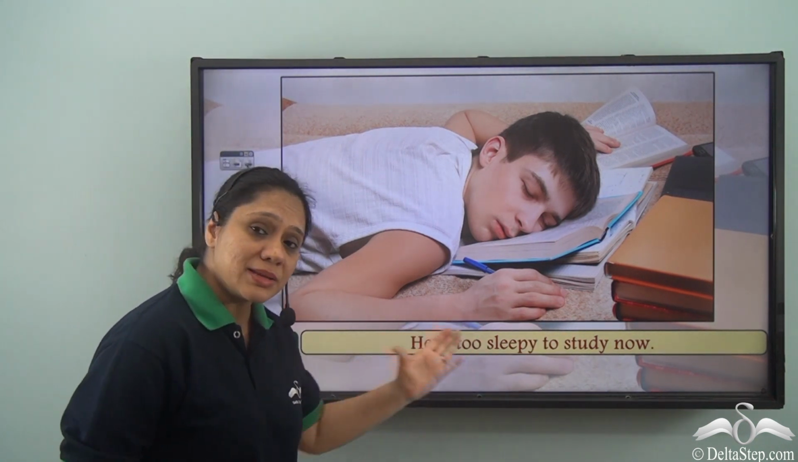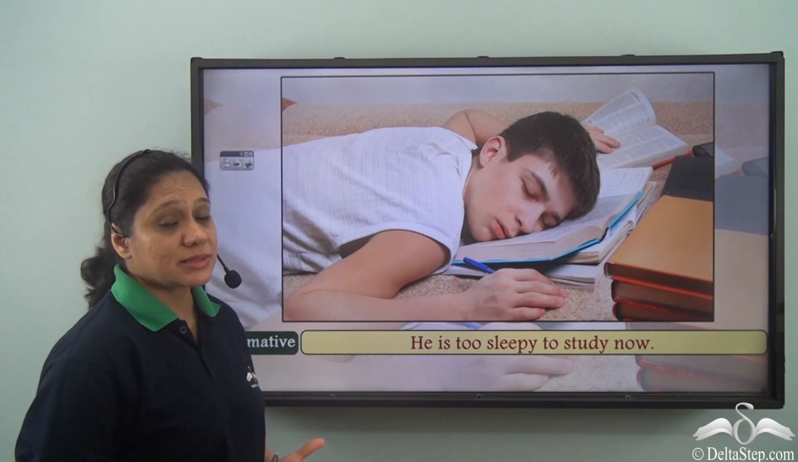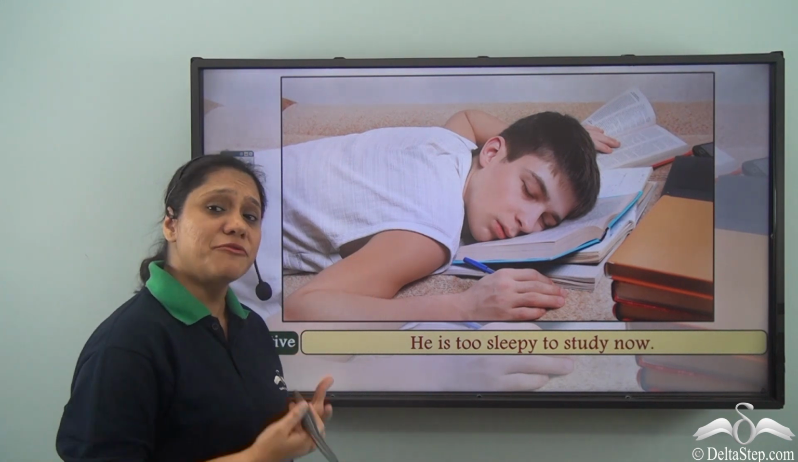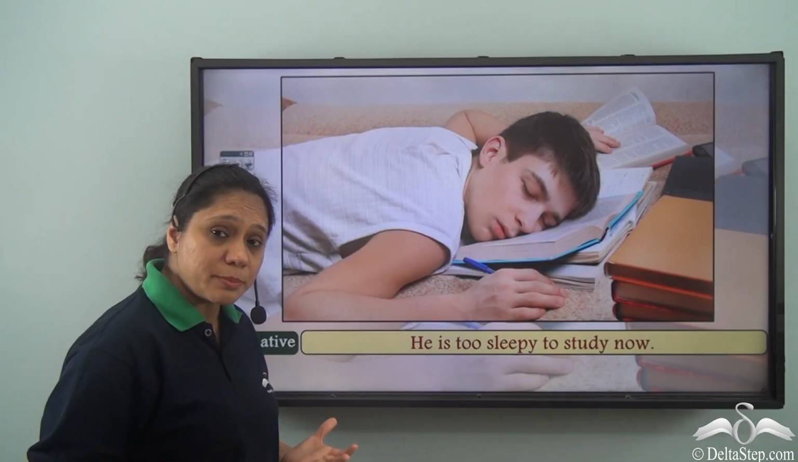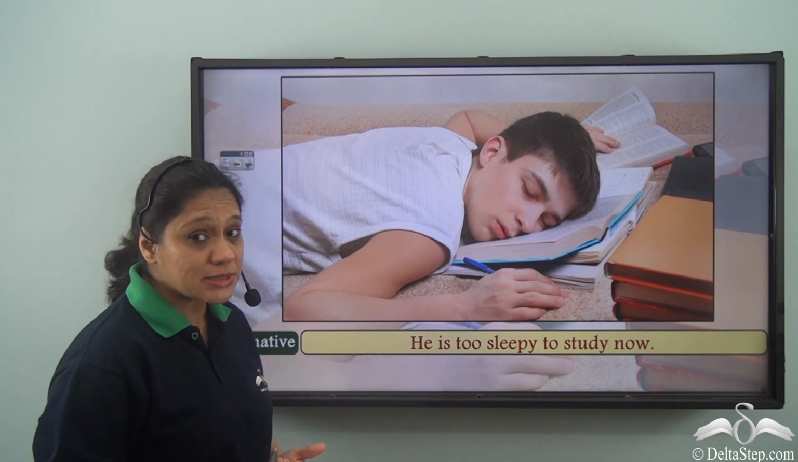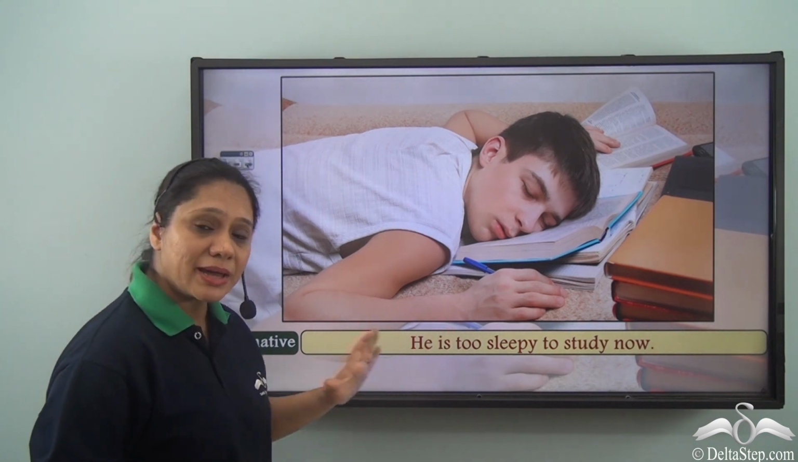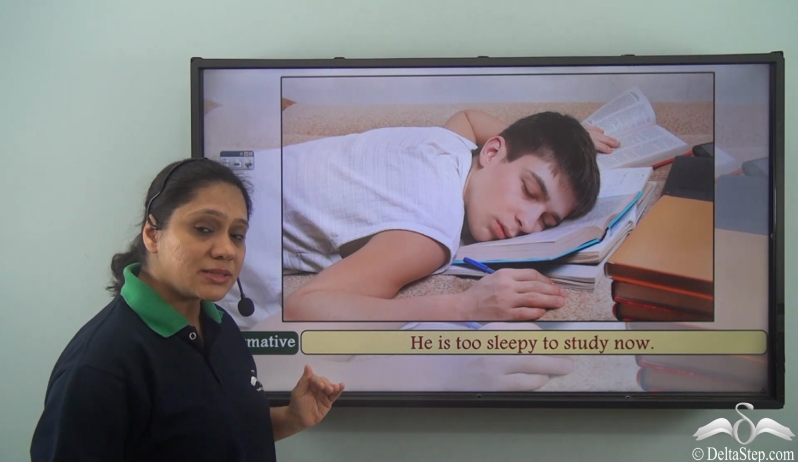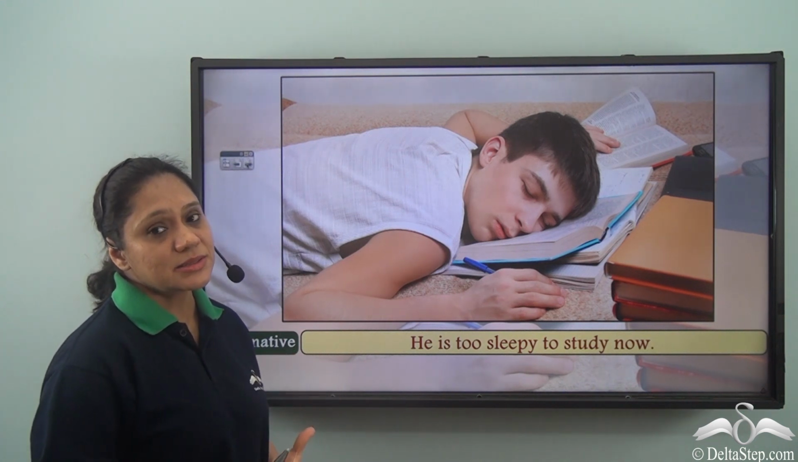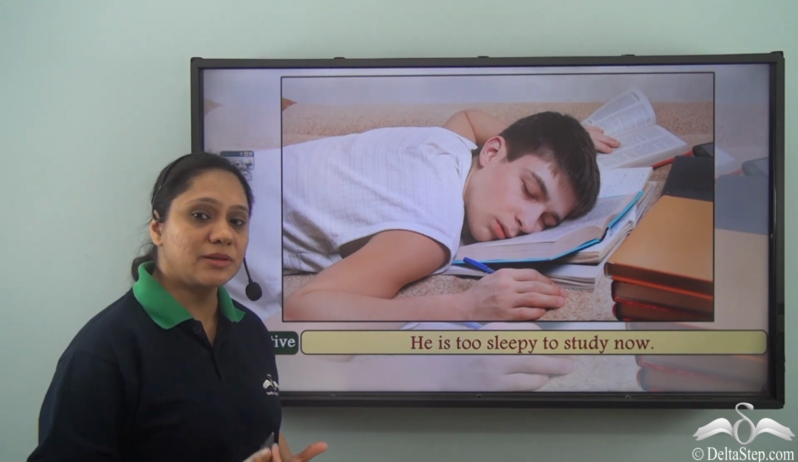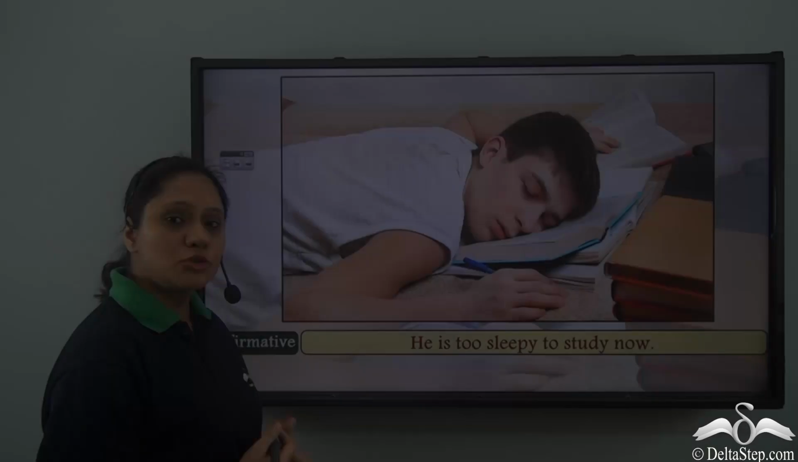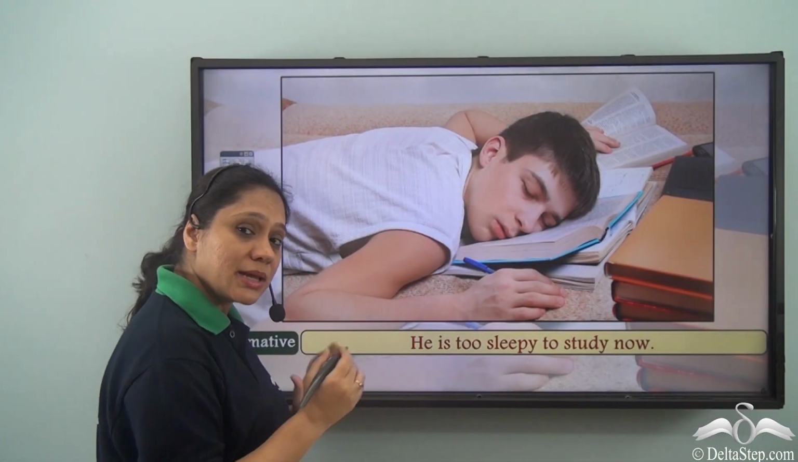Now, when you read this sentence, what do you understand? That this boy is very sleepy. He was supposed to study, but he cannot study now. So, how will we write this sentence as a negative sentence? Now, this kind of sentence is transformed in a special way. Let us see how. To do so, let us take the sentence in parts.